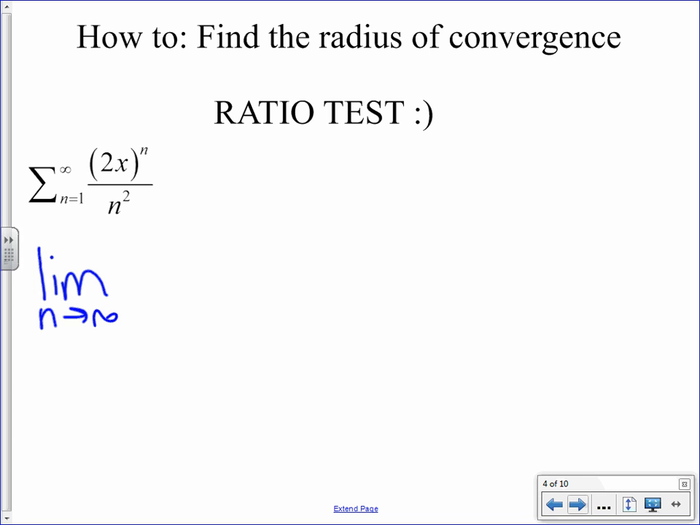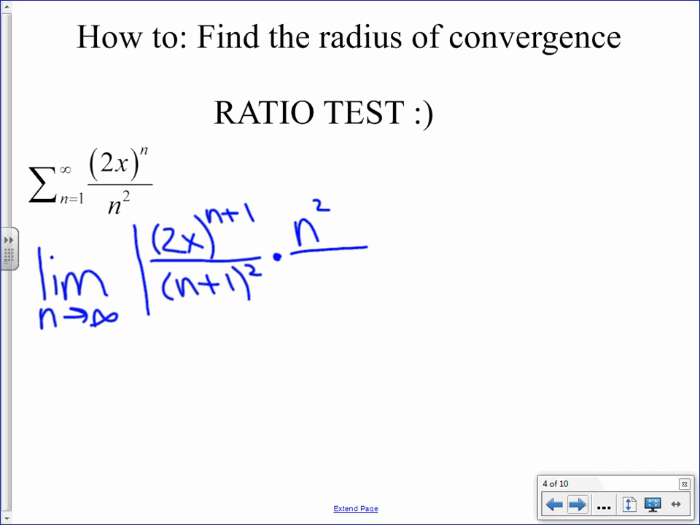Okay, so let's remember the ratio test. We need to take 2x to the n plus 1 over n plus 1 squared divided by a sub n, or we're going to multiply by the reciprocal. It makes it look prettier, right?